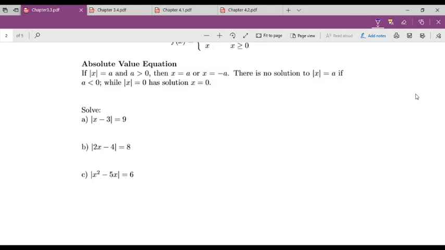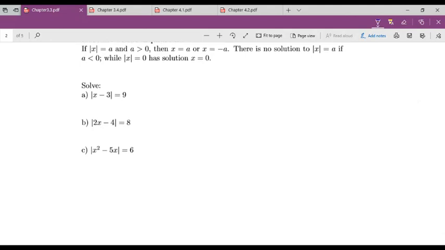The x is inside the absolute value. There's no solution if you actually have a negative. So the absolute value of x always has to be a positive number. There's no way to sneak it out and make it a negative number. So if you wind up with the absolute value of x equal to a negative number, you're not going to have a solution. And if you have the absolute value of x equal to 0, that means x has to equal 0. The only absolute value that gives you 0 is the absolute value of 0.